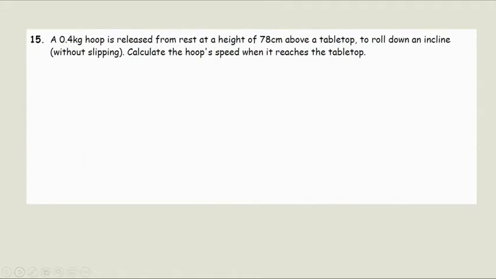So in this question, you have a 0.4 kilogram hoop. So if we are dealing with a hoop here, our I is equal to mr squared, is released from rest at a height of 78 centimeters, which is 0.78 meters, above a tabletop to roll down an incline without slipping. Calculate the hoop's speed when it reaches the tabletop.